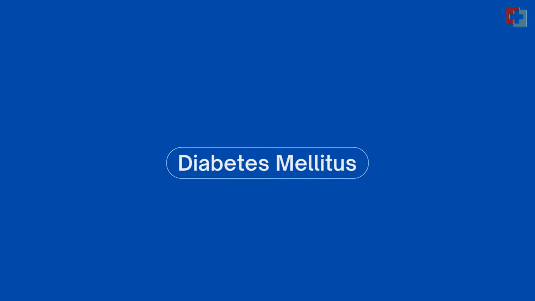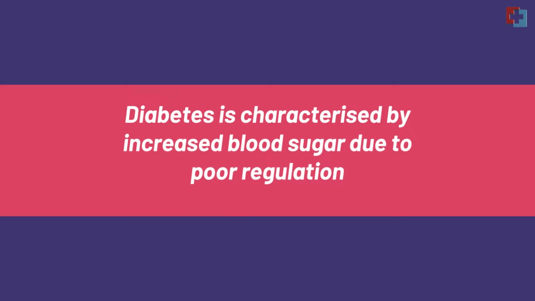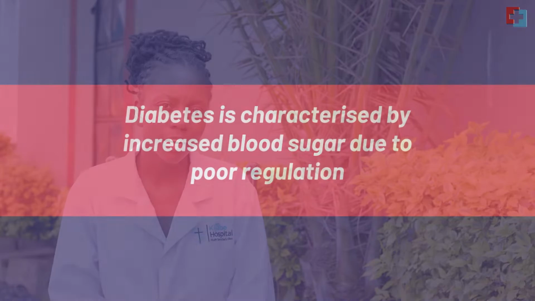The topic for today is diabetes mellitus. Diabetes is a disease that is characterized by increased blood sugar due to poor regulation within the body. There are three types currently. There is type 1 diabetes, which usually affects young children, and on presentation they are quite thin.